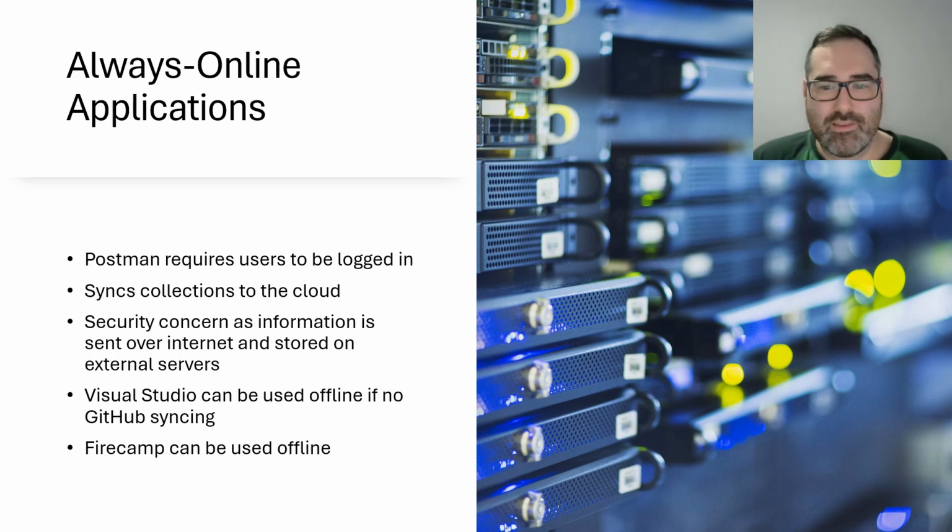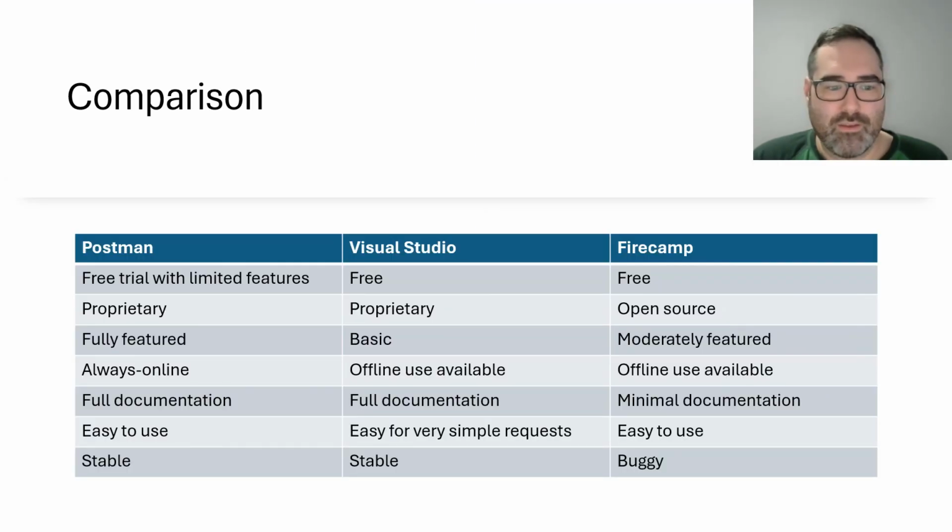Let's talk about the overall comparison. So Postman, it's more expensive than the other two because they're free. You do get the free trial, but it's limited. FireCamp's open source, other two proprietary. Postman's definitely got the most features. It's got the most documentation. It's the easiest to use, most stable. So in that respect, it can't be beat. But it does have that always online, which may be an issue for some, maybe not for others. Depends on the situation.